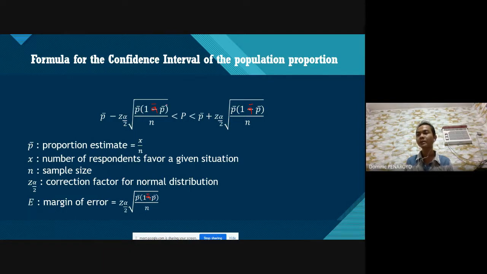So this is our formula for the margin of error. Again, let me repeat. For the proportion estimate, that is X all over N, wherein X is the number of respondents favoring a given situation and N is the sample size. Z alpha over 2, same with the Z distribution, we have the four most likely used confidence levels and their corresponding Z values: the 90%, the 95%, the 98%, and the 99%. And for the margin of error, this is the formula.